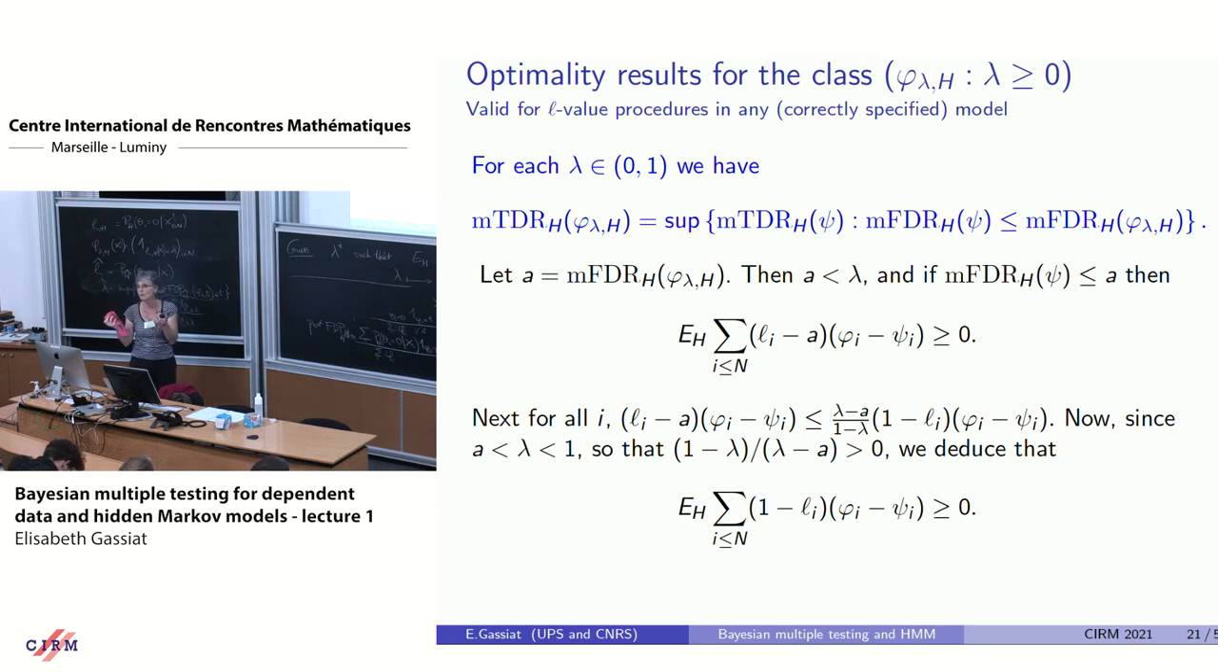It was a very nice idea to understand that, of course, for that to be positive, you need to take the likelihood ratio. And this is the same in some sense. You see that the black lines say some expectation is positive. The first one is just rewriting: you take a candidate psi that has a prescribed FDR, which is not larger than the one of your procedure phi lambda h. So you just rewrite, and that says this. But then the second one is exactly as Neyman-Pearson.